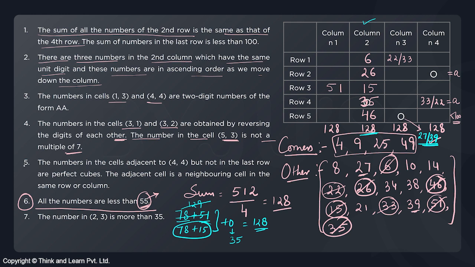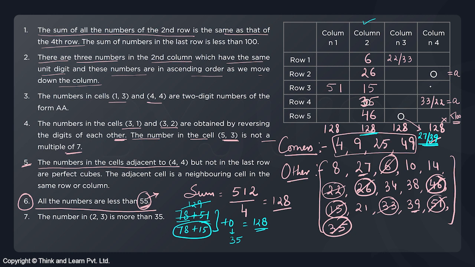What next? Fifth number. The number in the cells adjacent to 44. Adjacent to 44 means this cell, which is 22, 33, adjacent to this. But not in the last row. That means not this one. Adjacent to this, but not the last row.